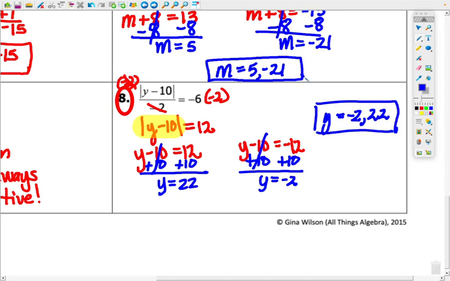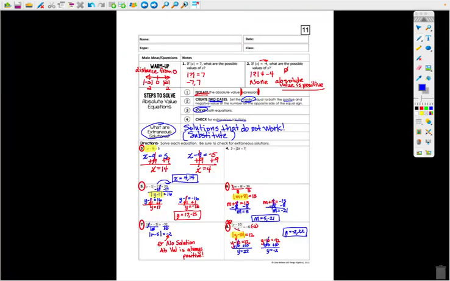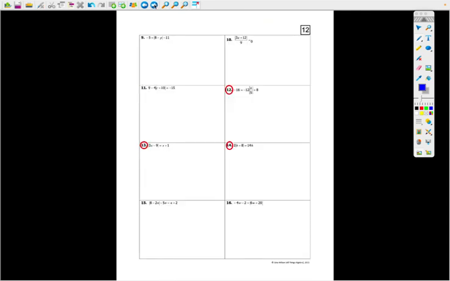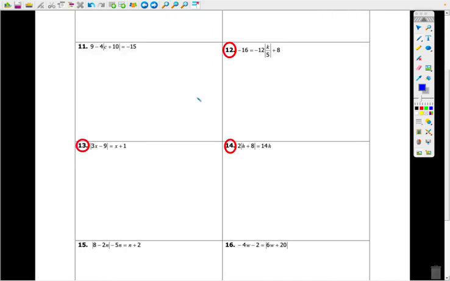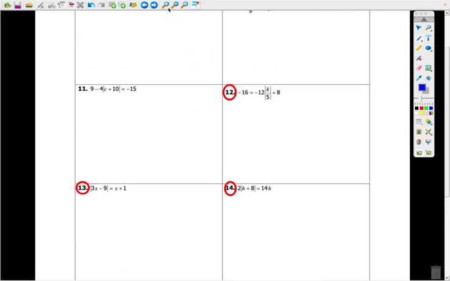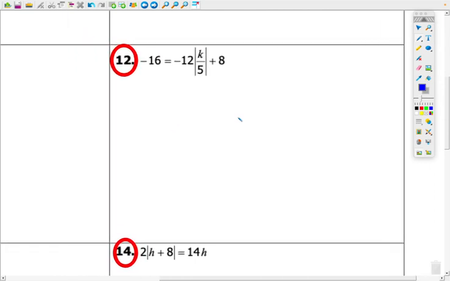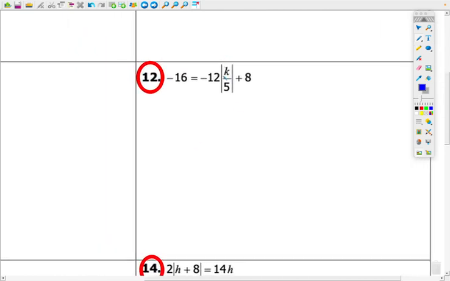All right, let's just do a few on the back. Let's start with number 12. Whenever there's a problem with a fraction involved, sometimes it gets us a little confused. So let's start with number 12. We still want to isolate this absolute value expression here. So I've got to move the 8 over and get rid of the -12.